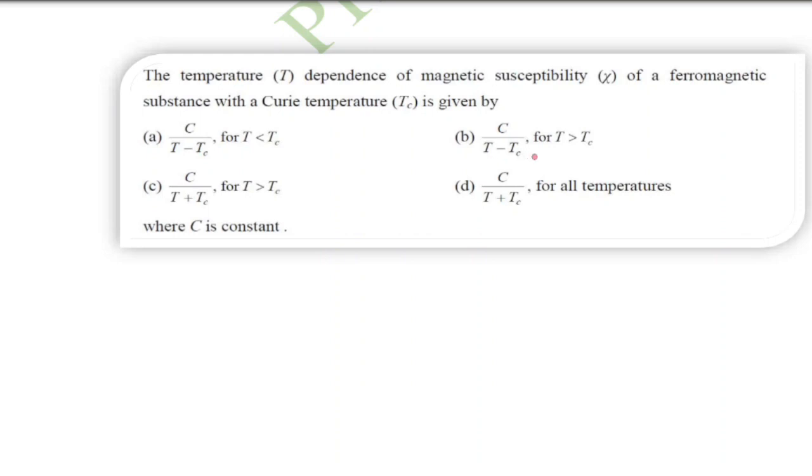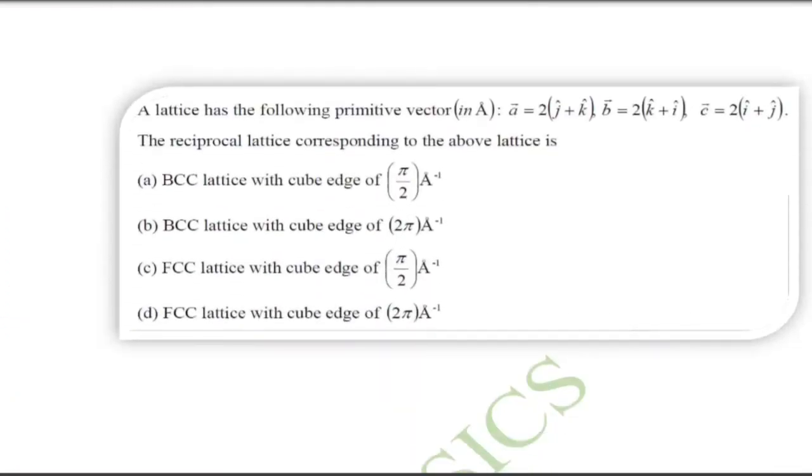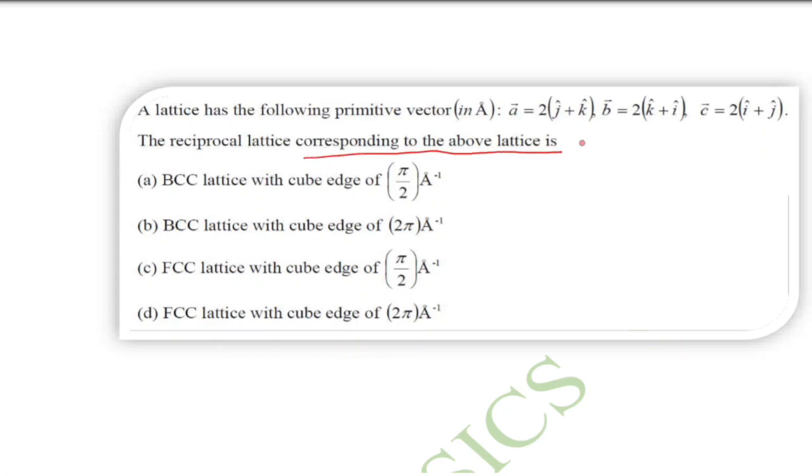C by T minus Tc for temperature greater than Tc. Okay, so B is your correct option. Next, a lattice has the following primitive vectors. The reciprocal lattice corresponding to the above lattice. Okay, so here you can see for the given lattice, this corresponds to FCC.